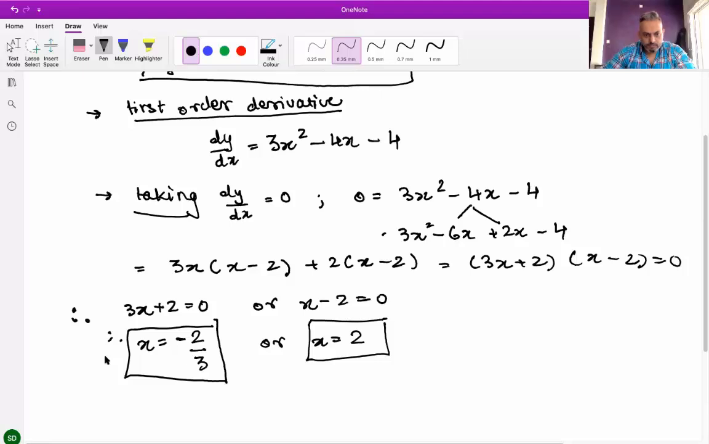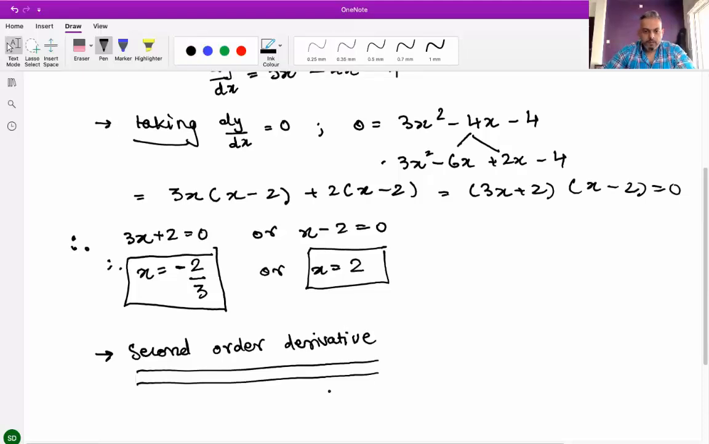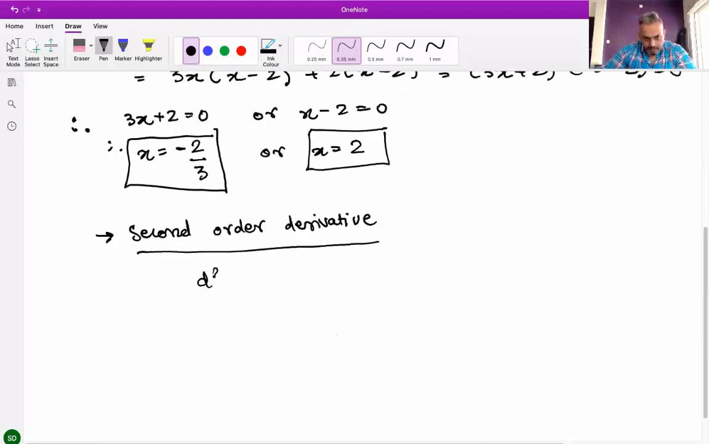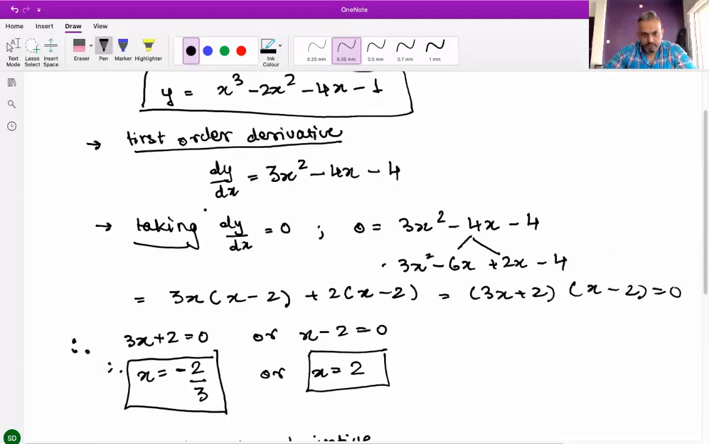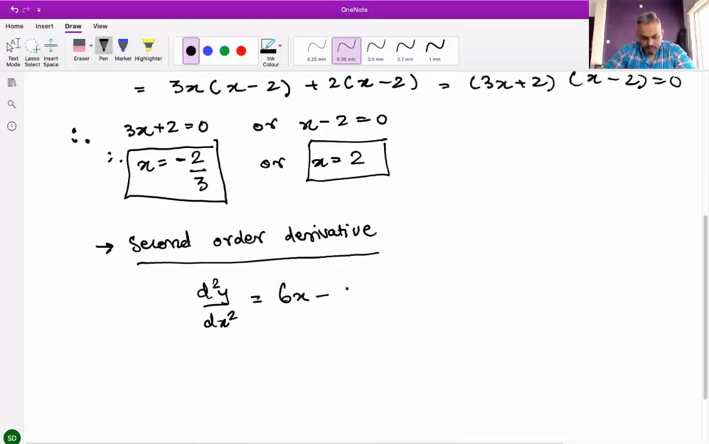So what we need to do now is we find out the second order derivative. So for the second order derivative, we take d square y upon dx square, which is equal to the derivative of the first order derivative. This is the first order derivative. Its second order, so 3 2s are 6x minus 4.